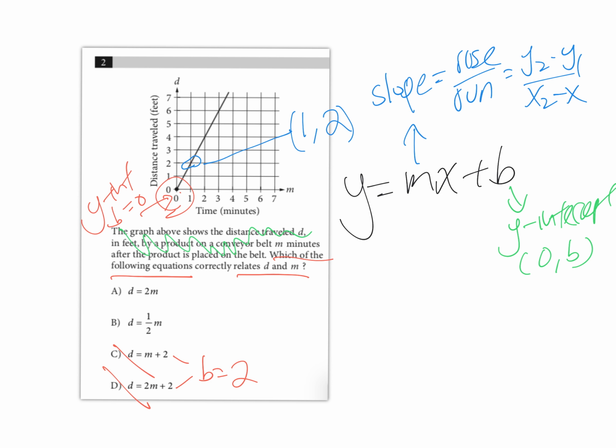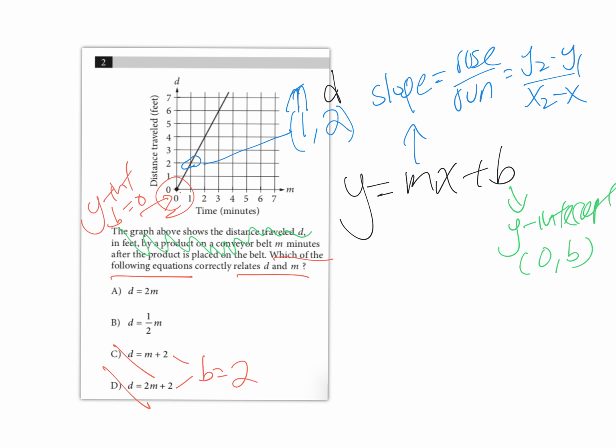And I know that my x-axis is time, so this is my m in minutes. And then on the other hand, the y-axis is my distance traveled in feet, so that is my d. So now I can plug it in into my two answers, A and B, to see which one works better.